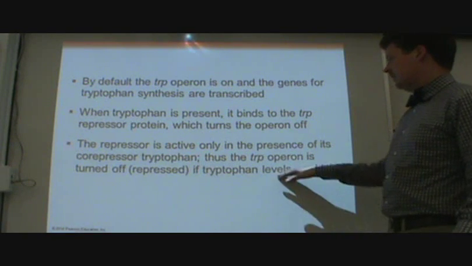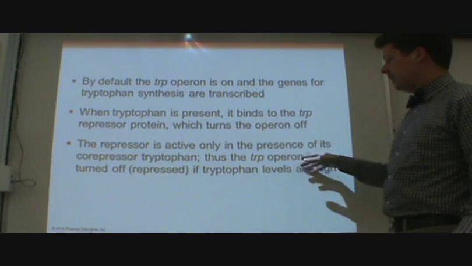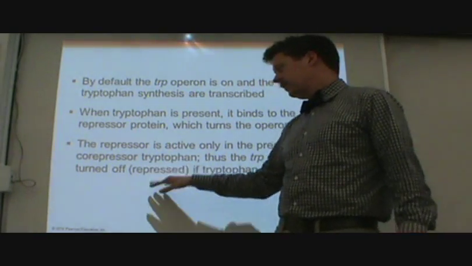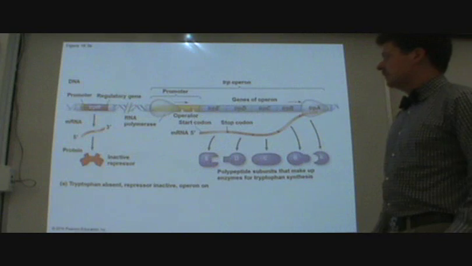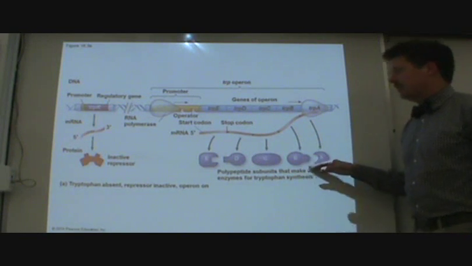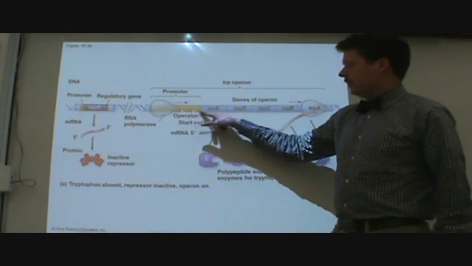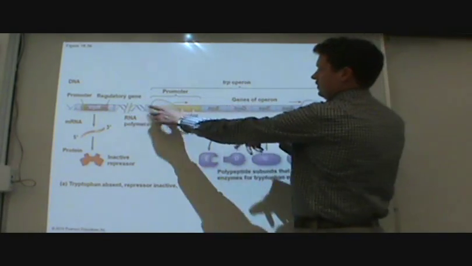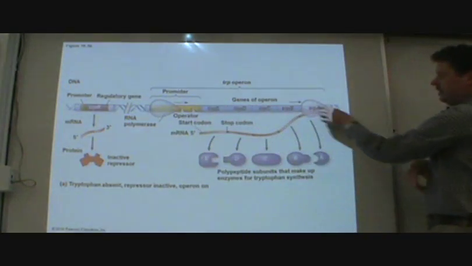Okay, so then the trp operon is repressed. So this is what this all looks like. This right here would be the operator. The operon is promoter, operator, and then all of those genes.